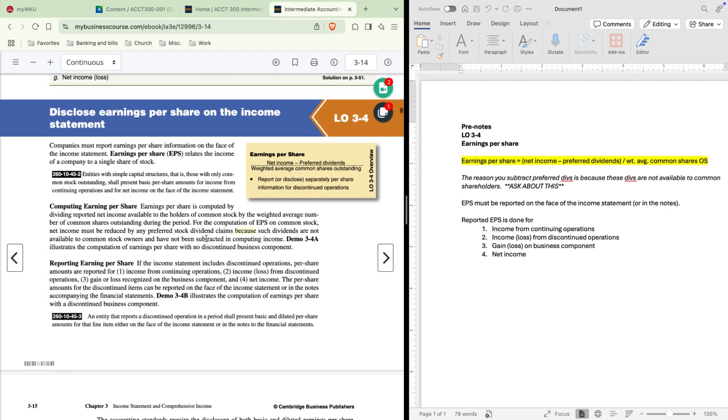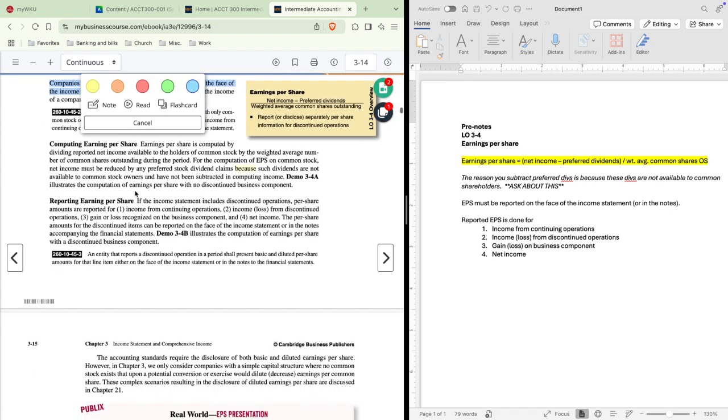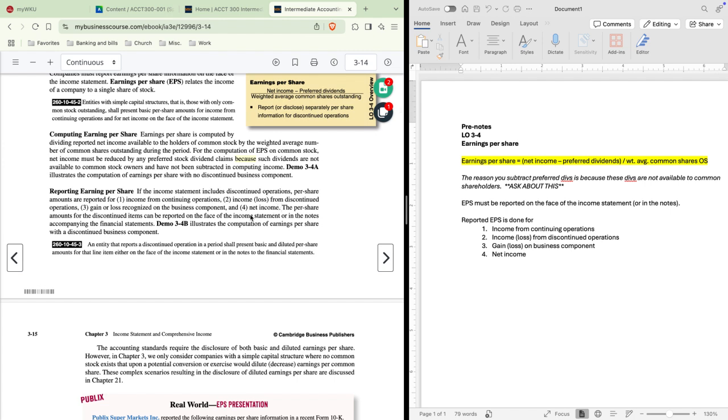But up here at the very top, it says companies must report earnings per share information on the face of the income statement. So this first sentence makes it seem like companies have to report it on the face of the income statement, where this sentence down here makes it seem like they can report it on the face of the income statement or in the notes. So the first sentence makes it seem like you have to do it, and the second sentence makes it seem like you don't have to do it.